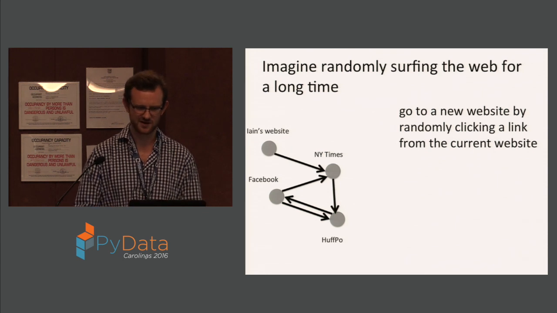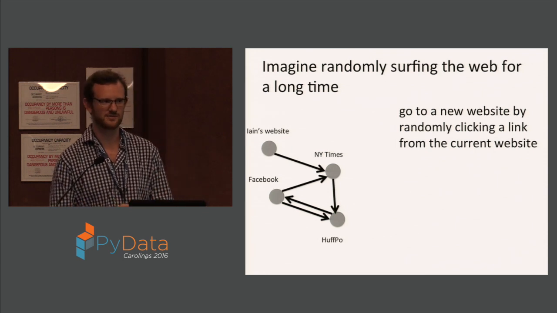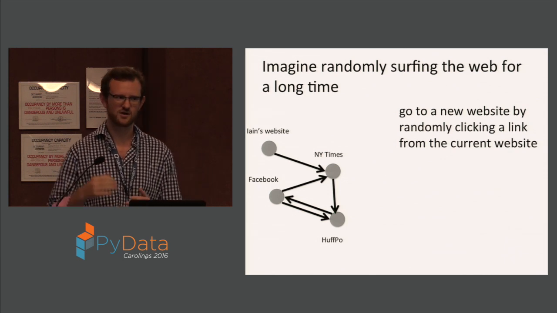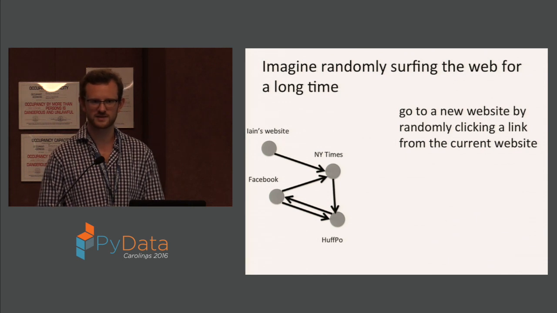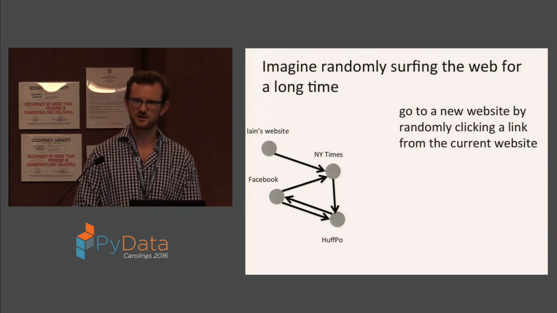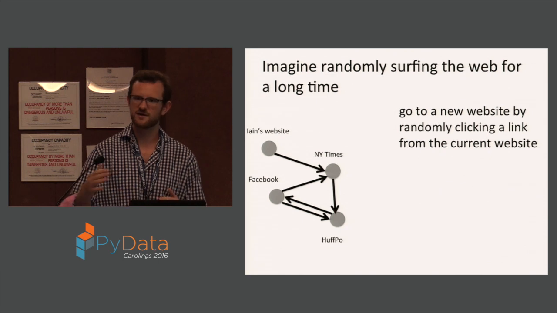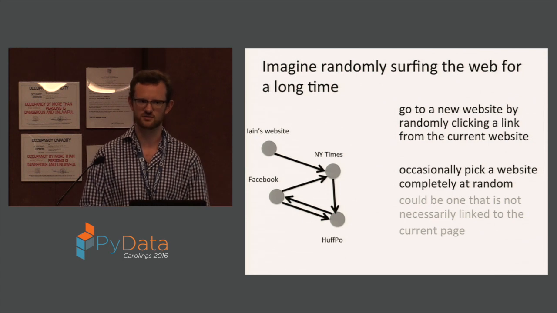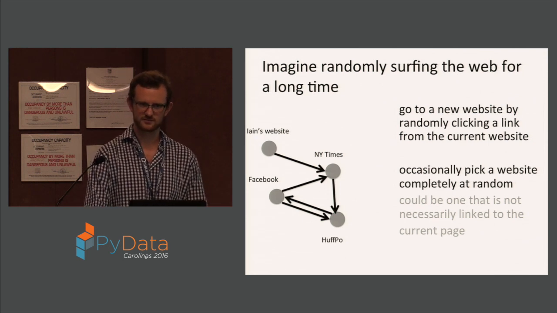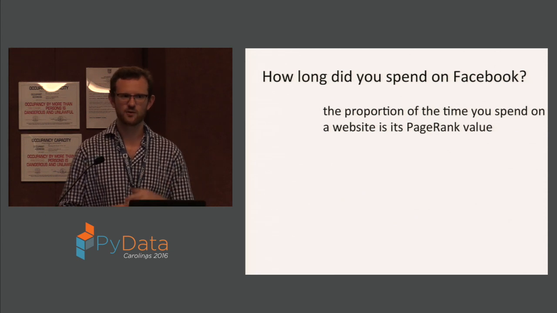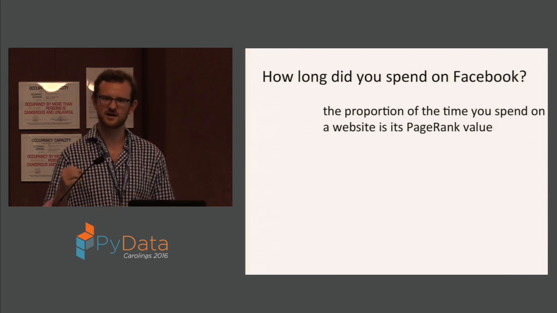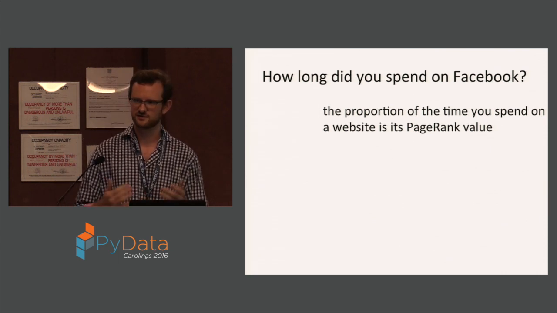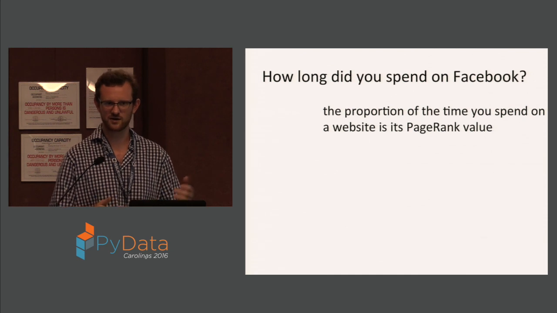So what's the intuition behind PageRank? It's actually pretty simple. Imagine randomly surfing the web in the following way. Go from website to website to website by clicking links. When you're on a website, that website has a link to a few other websites. Randomly pick one of those links. Do that for a really long time. Very occasionally, pick a website totally at random. Doesn't have to be connected to your current website. Now, how long did you spend on Facebook? What proportion of the time did you spend on a given website? That's the value of its PageRank. So for example, the sum of PageRanks in a network sums to 1.